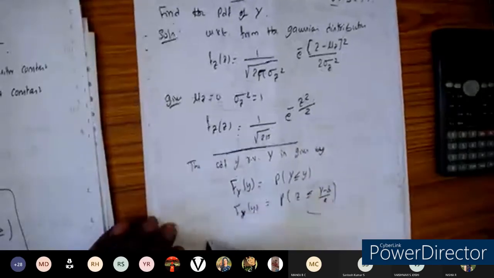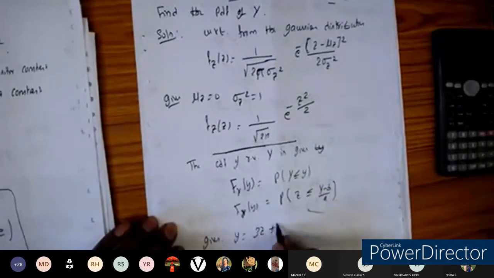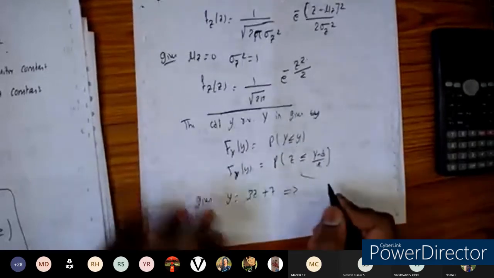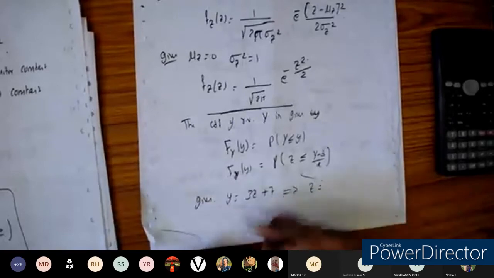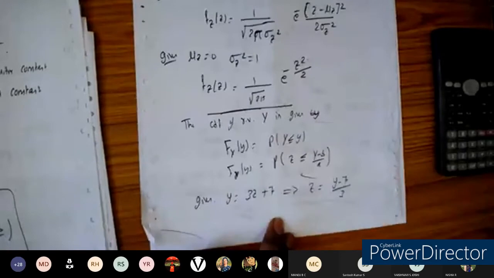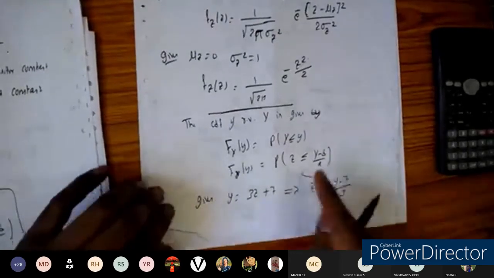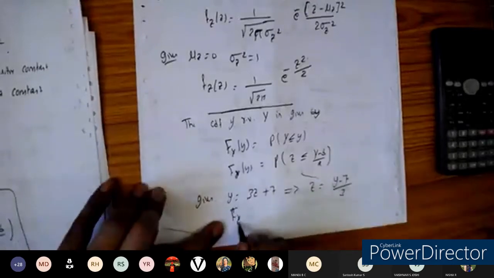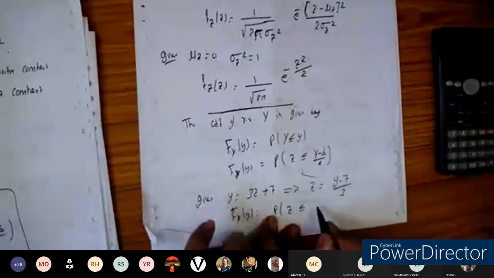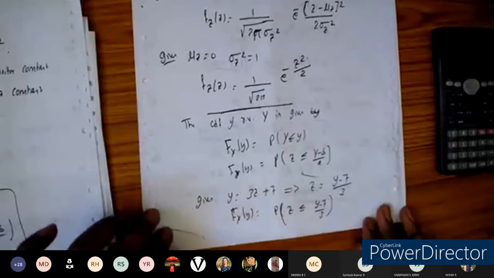So it is given that y is equal to 3z plus 7. From this we can find that z is equal to (y minus 7) divided by 3. Let us substitute here. So F_Y(y) is equal to the probability that Z can take the value less than or equal to (y minus 7) divided by 3.